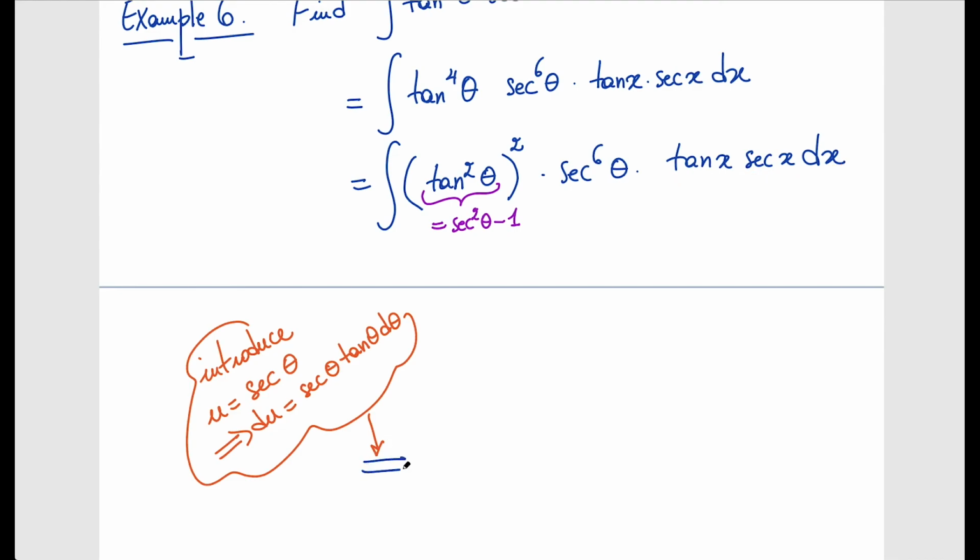This is then equal to the primitive of the square of, right, the purple guy is that guy inside the square. Sec squared theta is u squared minus 1. Okay, so one more time, secant theta is u, that thing becomes u squared minus 1, and the whole thing is squared, times secant, which is u again, so this is u to power 6, times that whole thing is du, as we said, right? This whole thing is du, correct?